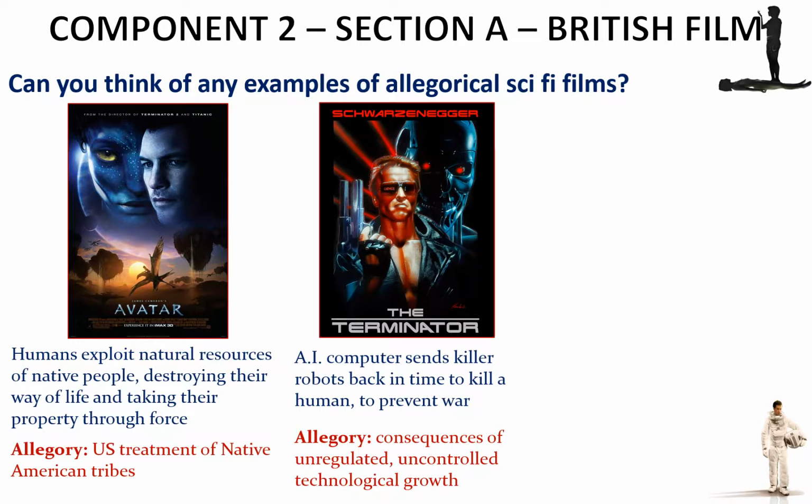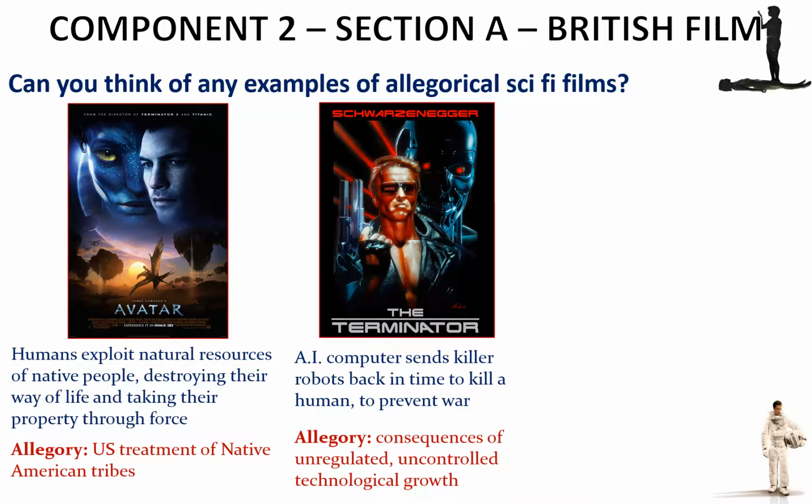Terminator. An AI computer sends a killer robot back in time to kill a human to prevent a war, and the allegory is a consequence of unregulated, uncontrolled technological growth. James Cameron famously was a truck driver before he became a filmmaker, and he says he used to have a recurring dream about a robotic metal skull emerging through a wall of flames. He'd wake up sweating every night. What he realized was that he had a fear of technology in the future, and the idea that if a computer developed so quickly and to such a level that it could think for itself, what would it do? And then he thought of the idea of the Terminator.